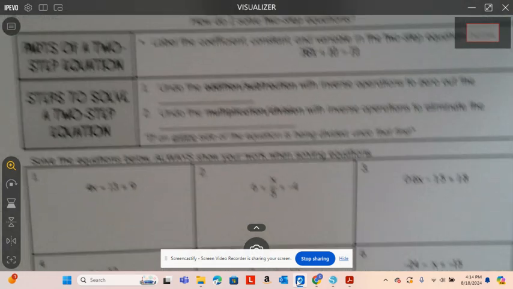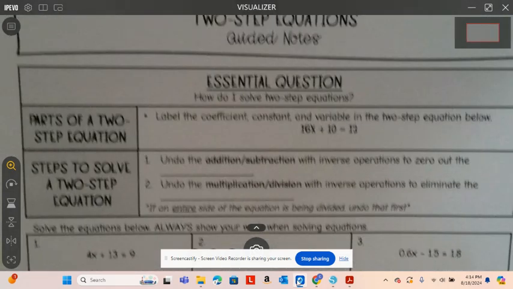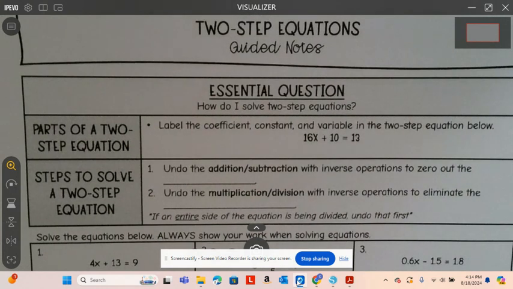Alright guys, we're going to go over the notes for solving two-step equations. Two-step equations are very similar to one-step equations, but instead of one step, there are now two.